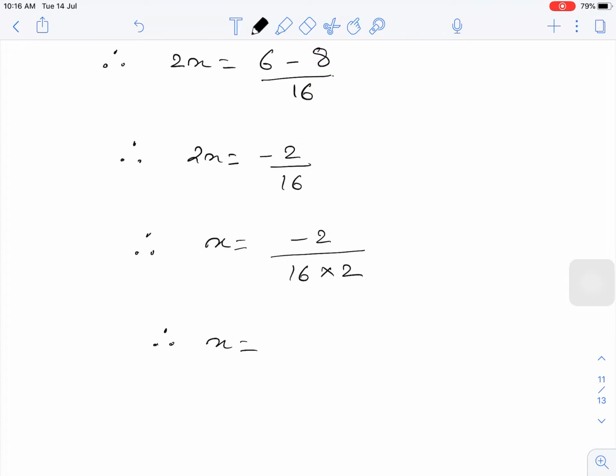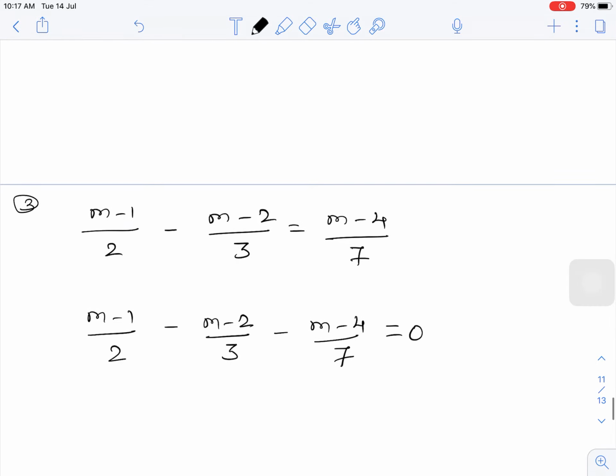Therefore x equals, now this 2 and this 2 we can cancel. Okay, so in the numerator you will get minus 1, and upon 16 ones are 16. So what is the solution of the equation? The solution is x equals minus 1 upon 16. Okay, now let us look at the next example.